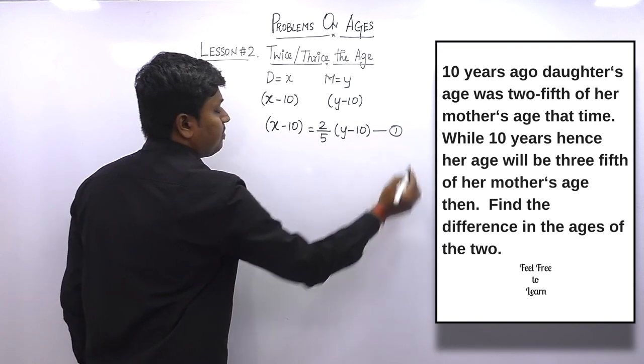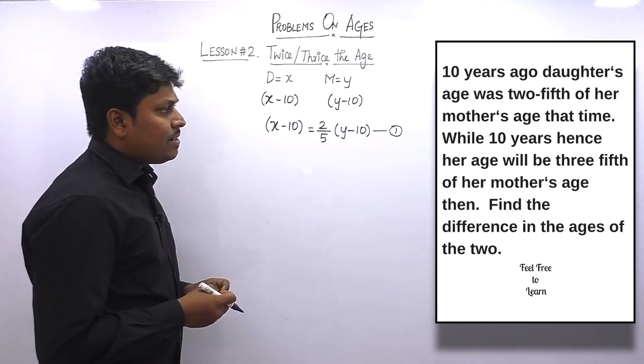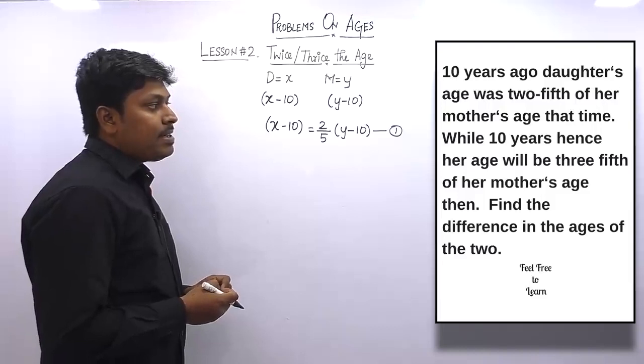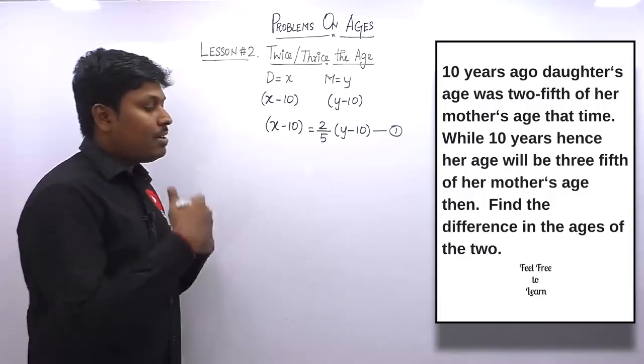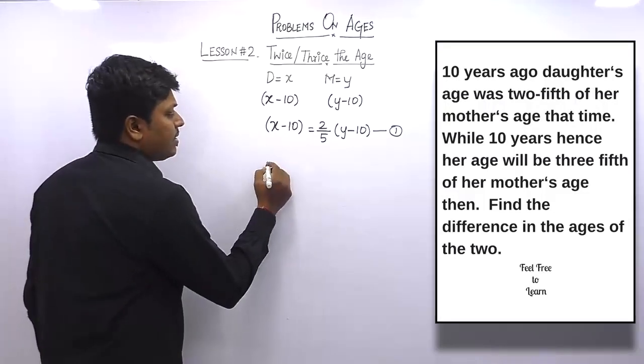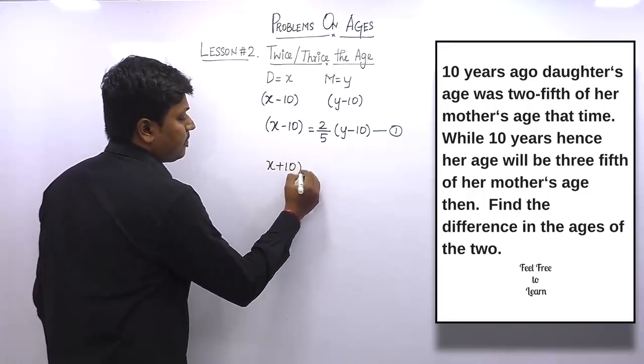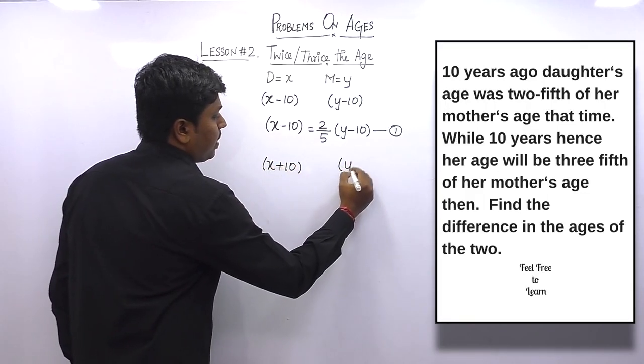So this is condition number 1. And the second condition, what they are saying is, after 10 years, the daughter's age can be written as x plus 10. Similarly, the mother's age will be y plus 10.